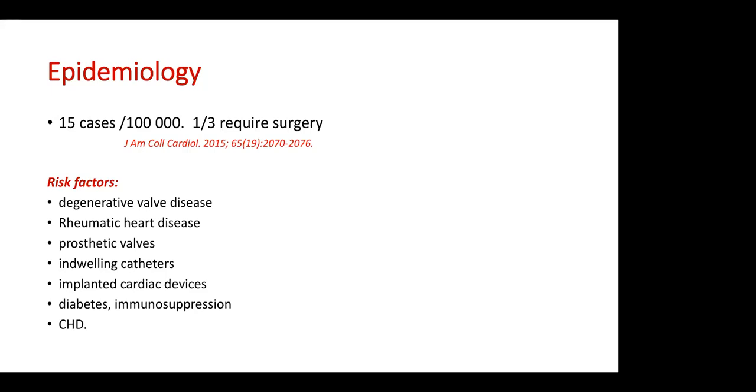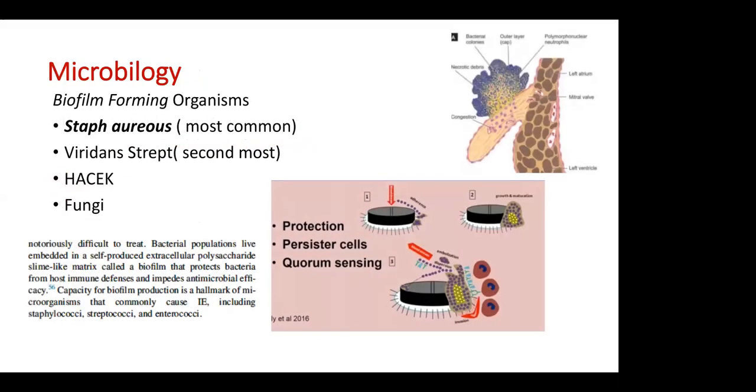Most of these patients have risk factors for developing infective endocarditis: pre-existing degenerative valve disease, rheumatic heart disease, prosthetic valves, indwelling catheters, implanted cardiac devices, and there are too many of them nowadays, diabetes, immunosuppression, and congenital heart disease. The microbiology: there is regional variation in the most common organisms causing infective endocarditis. In most places staph is a leading cause, followed by a very diverse group of streptococci. The hallmark of these pathogens is their ability to form what is called a biofilm.